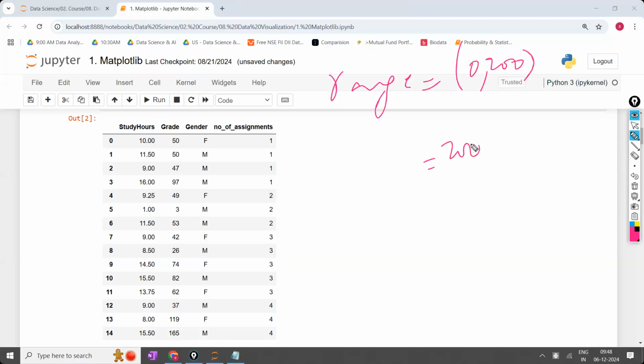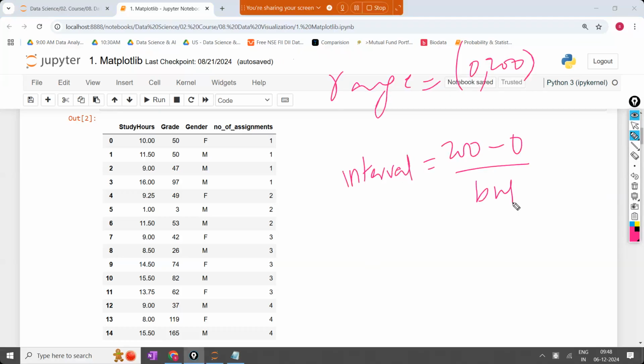Now 200 minus 0 divided by number of bins. If you fix the bins, you will get the interval. If you fix the interval, you will get the bins. Any one you have to fix. Which one do you want to fix? I want to fix the interval. I want the interval of 50 size: 0 to 50, 50 to 100, 100 to 150, 150 to 200.